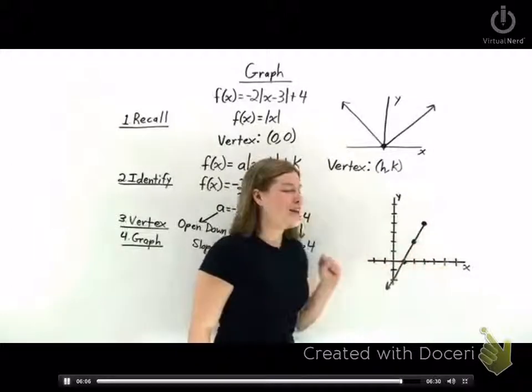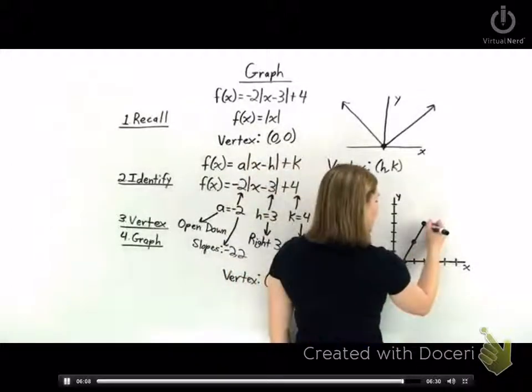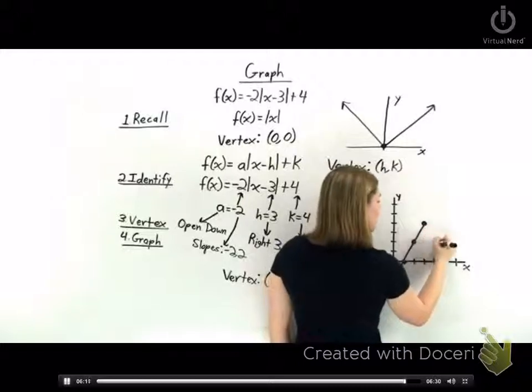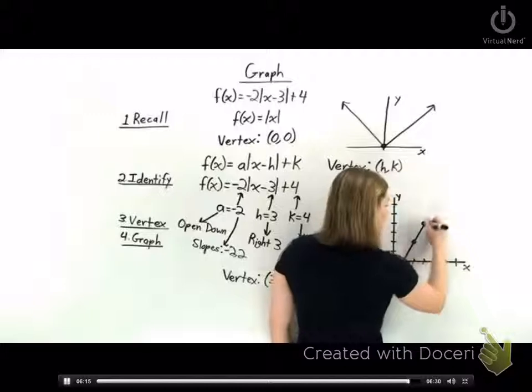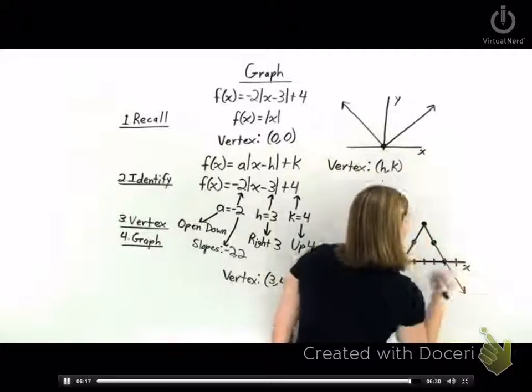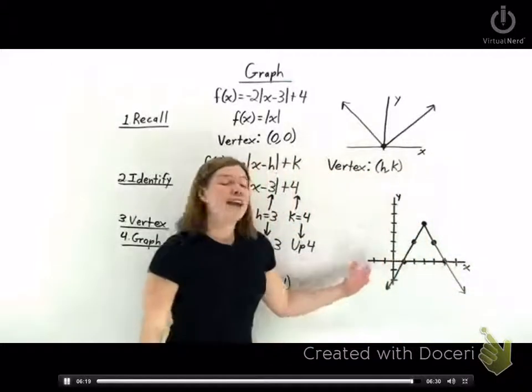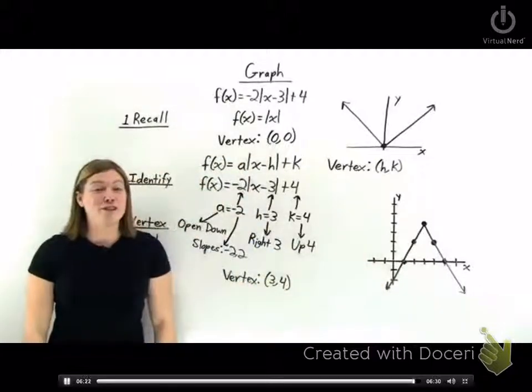Now, let's graph the other line. It will have a slope of negative 2. So we go down 2, and to the right 1. Then we connect those points and get that line. And now we have the graph of the function we were given.